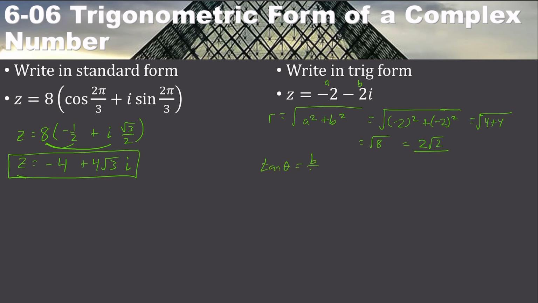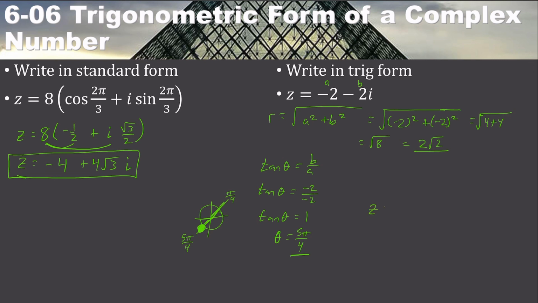Tangent of the angle is b over a. So tangent of the angle is negative 2 over negative 2, which is 1. Now remember, on the unit circle, tangent equals 1 in two places. Right there at pi over 4, and down there at 5 pi over 4. Tangent is positive in quadrants 1 and 3. So we need to look at our point. Negative 2, negative 2 would be graphed down here. So our angle is 5 pi over 4. So you do have to look and see which quadrant your angle is in.